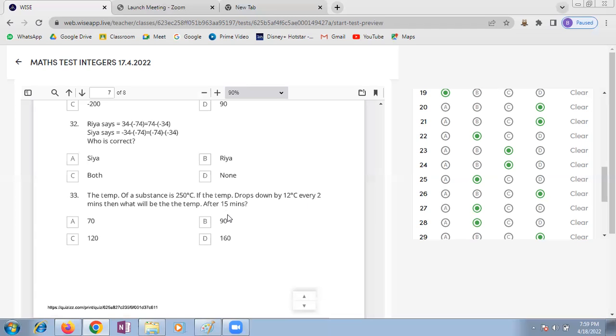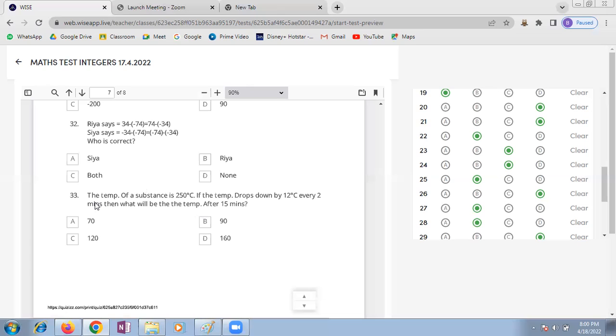12 degrees dropping means if 15 minutes, then 15 times 12, 180. Ma'am, 180. After 15 minutes you need to subtract, Nana. 250 minus 12 degrees every 2 minutes means 12 into 7. Very good. Every 2 minutes, it's not every 1 minute, children. It's every 2 minutes. You should multiply with 6, Nana. No, add 6, ma'am. Ma'am, I did not understand this question.